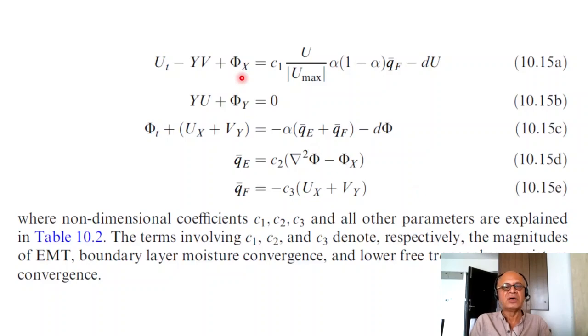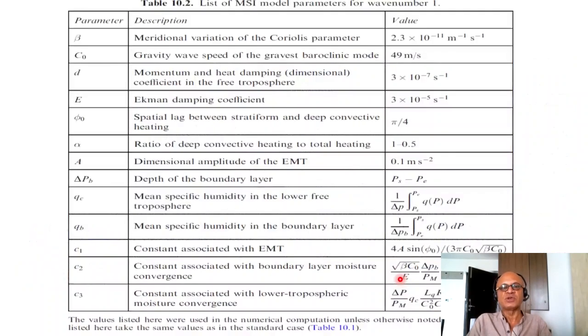multiscale interaction model, which obviously I'm not going to explain all of these terms, but I will show a table which talks about the processes for which coefficients are assumed. So these are non-dimensional coefficients C1, C2, C3. They denote respectively the magnitudes of eddy momentum transfer, boundary layer moisture convergence, and lower free tropospheric moisture convergence.